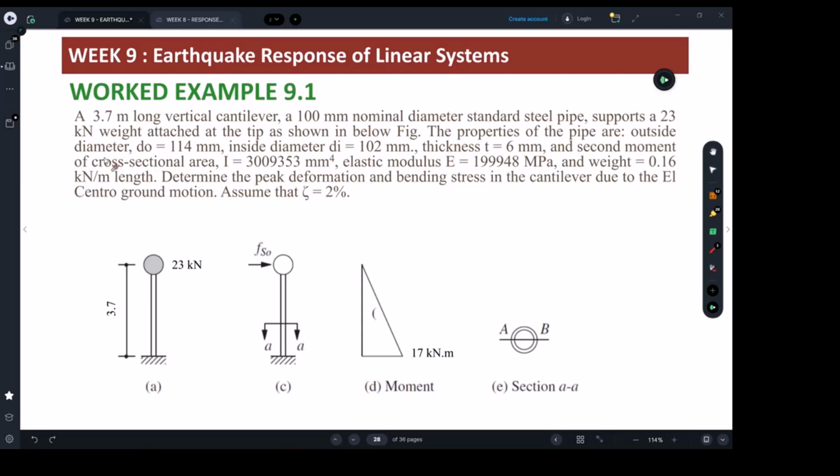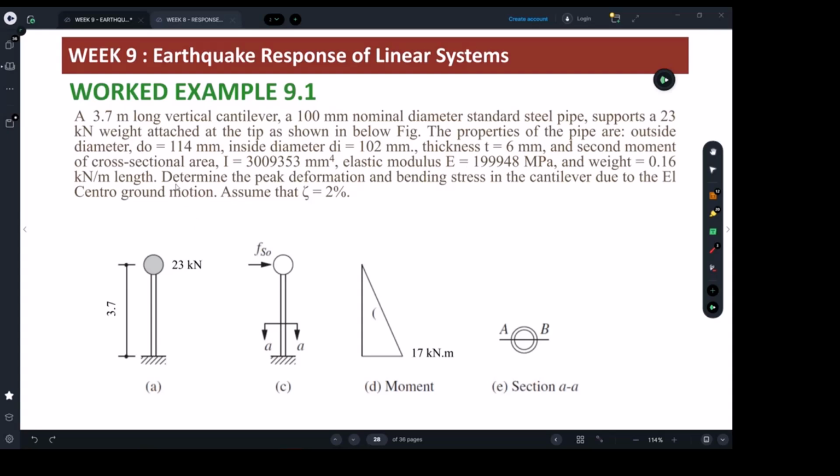Yeah, they've given you the sectional properties for the pipe. You got the outside diameter of 114 millimeters, inside diameter of 102 millimeters. The thickness of the pipe is 6 millimeters. They've given you the second moment of inertia, which you all can work out, but it's all given to you. Elastic modulus is about 200,000. The weight of the bar is 0.1, which I think we can't ignore anyway. The weight of the pipe is 0.16 per meter.